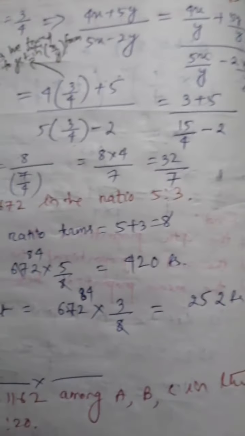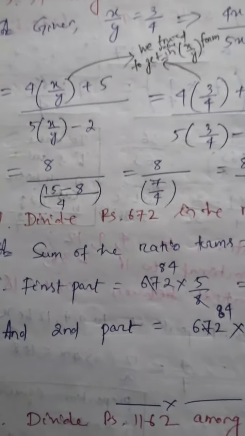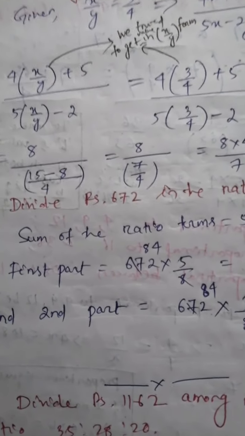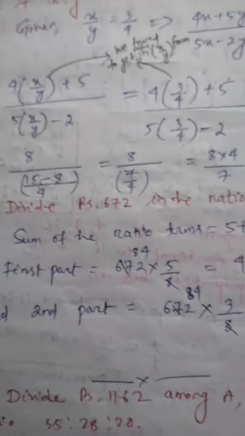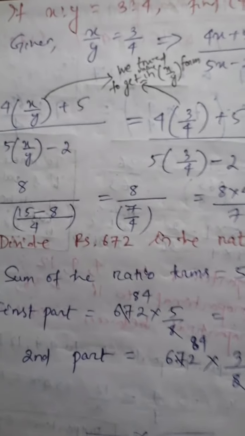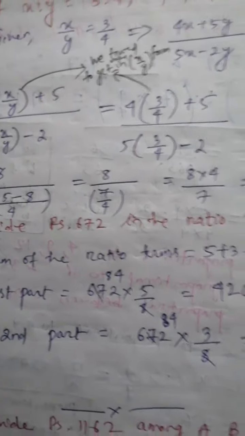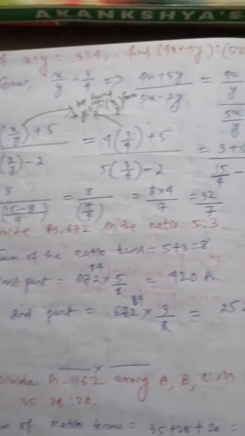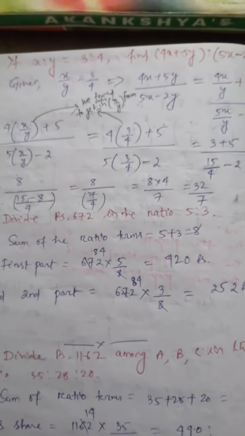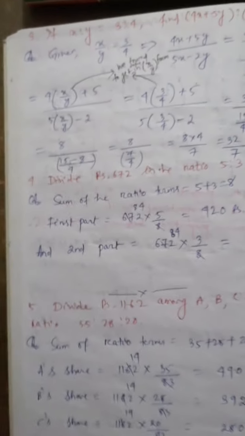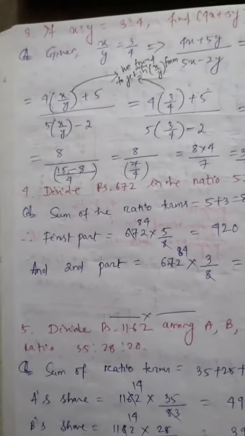So you see here, 4 into x by y plus 5 divided by 5 into x by y minus 2, and in place of x by y I can put 3 by 4. Proceeding as done here, you will get the answer 32 by 7. Fine. Next, question number 4.